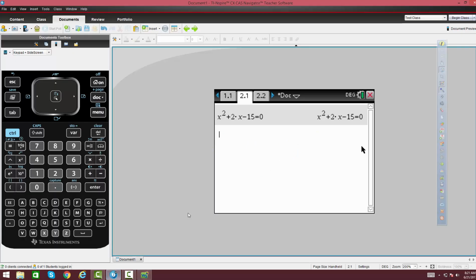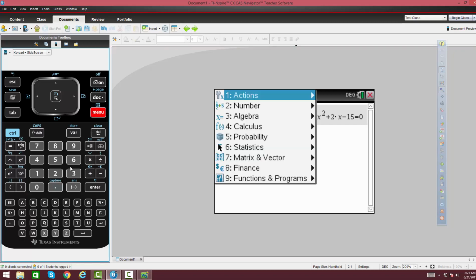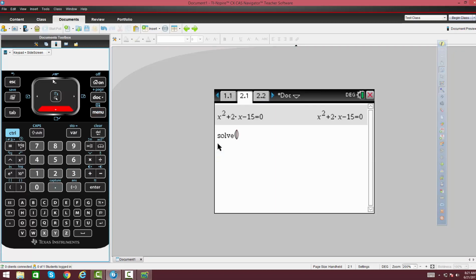And I can go check that in my calculator. I've already got the equation written here. I'm going to go to Menu, Algebra, Solve. I'm going to grab that equation, and I need to tell the calculator what variable to solve for. So I'm going to go comma x, and the calculator agrees: x equals negative 5 or x equals 3.